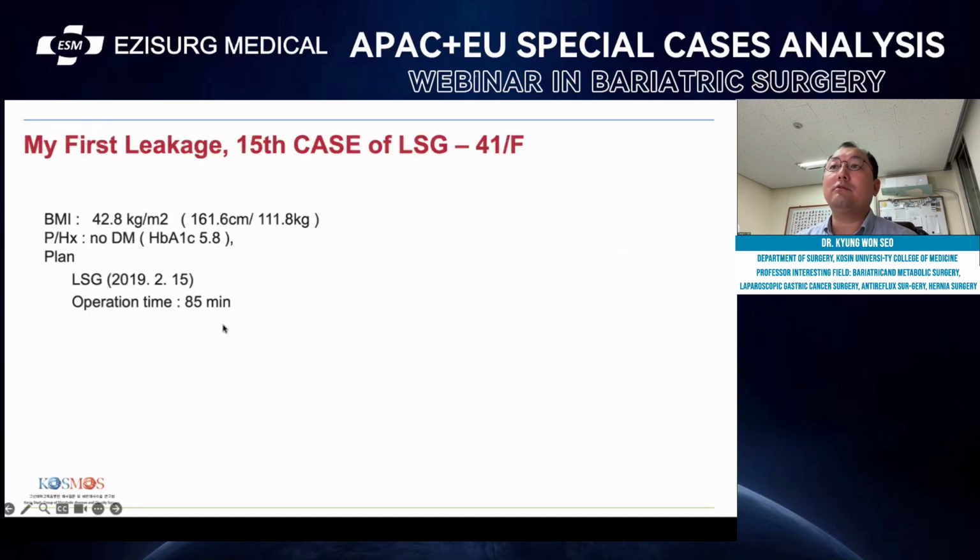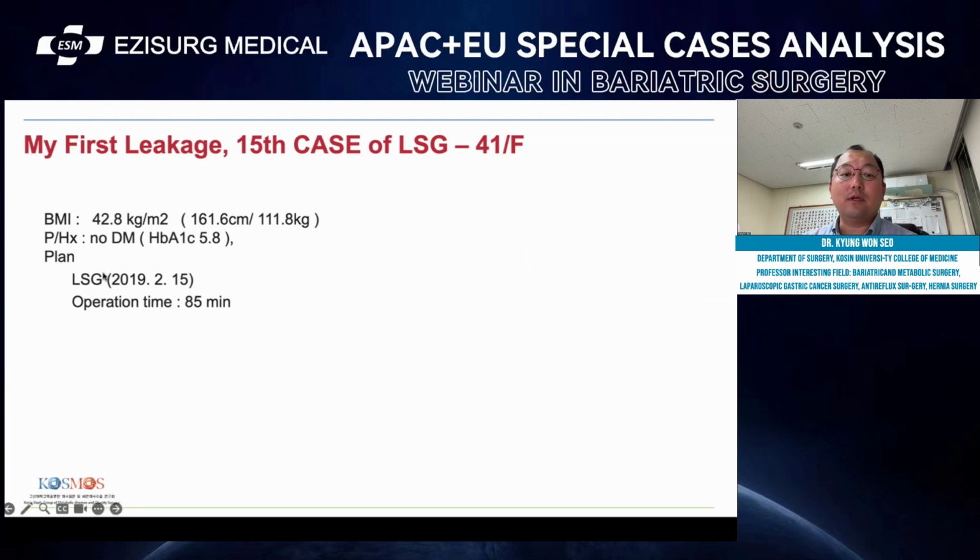This is my first leakage case. I will share with you what a difficult journey it is to encounter a weak patient. A 41-year-old female patient visited my clinic for bariatric surgery. She did not have diabetes or severe comorbidities.